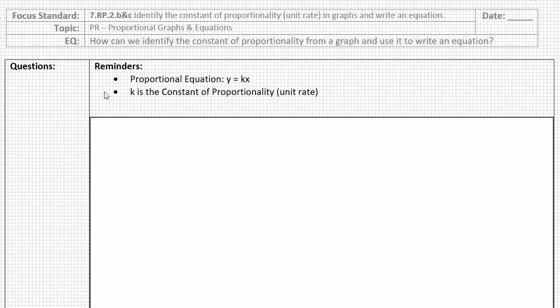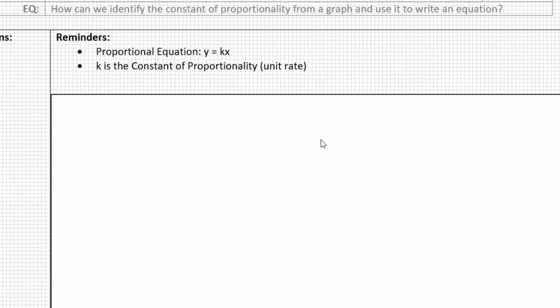So let's start with a few reminders about proportional relationships. First of all, if we're writing an equation for a proportional relationship, we learned in the last lesson that we use the form y equals kx, and k, that variable, is representing the constant of proportionality, which is our unit rate. So, with that, let's go ahead and take a look at our first graph.